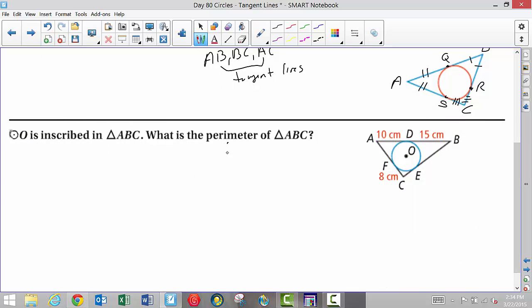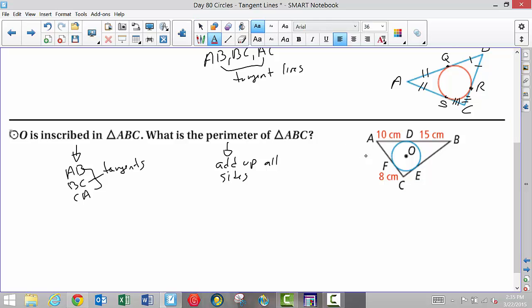In this case, I want to know the perimeter. Perimeter is basically adding up all sides; it's the distance around an object. So if something's inscribed, I know that I have tangent segments. A to B, B to C, and C to A will be tangents. If they're tangents from the angle A to D and A to F, the points of tangency are going to be equal. So I know that those are equal: 15, these are equal, and those are equal. So this is going to be 10, this is 8, and this is 15.